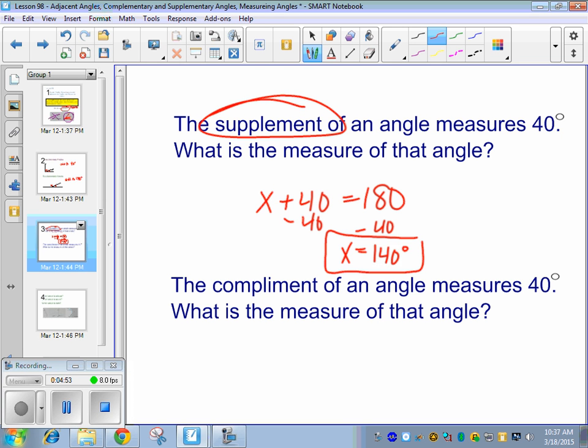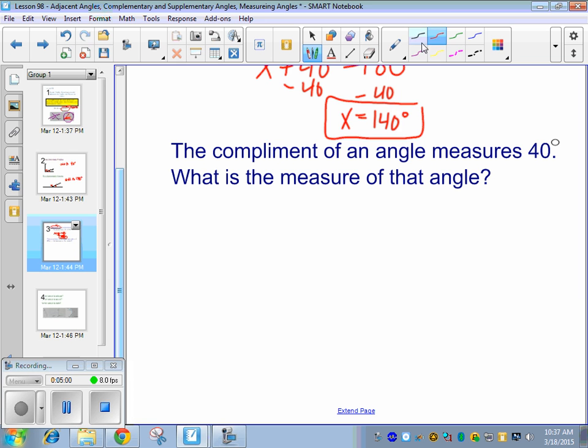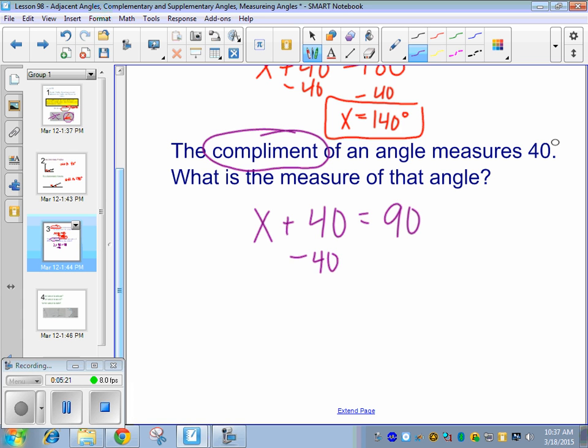Okay, the complement of an angle measures 40 degrees. What is the measure of that angle? So who knows the answer to this? Yes, okay, that'd be the equation, but the answer would be 50, right? They have to add to 90 degrees, but we are going to write an equation. So some angle that we don't know plus 40 has to add to 90. Why 90? Because it says complement. So you got to memorize that complement adds to 90 degrees. So subtract 40 from both sides, and we get 50, and be sure you put the little degree symbol. Okay?